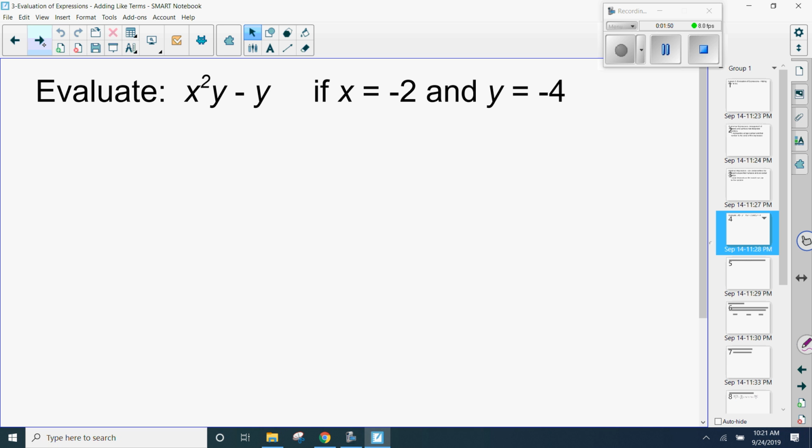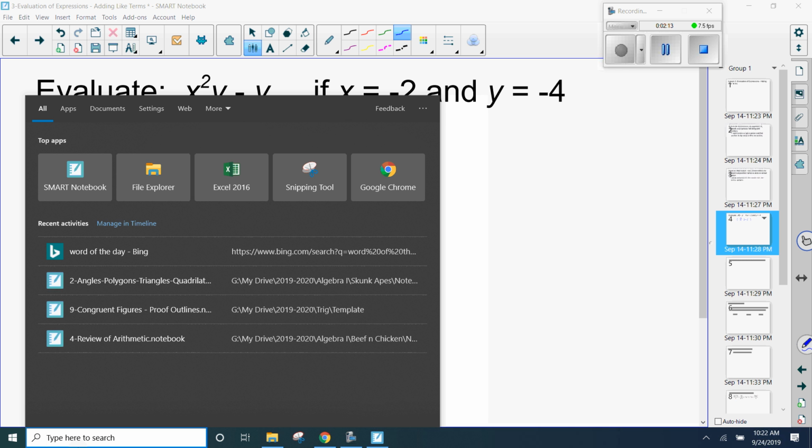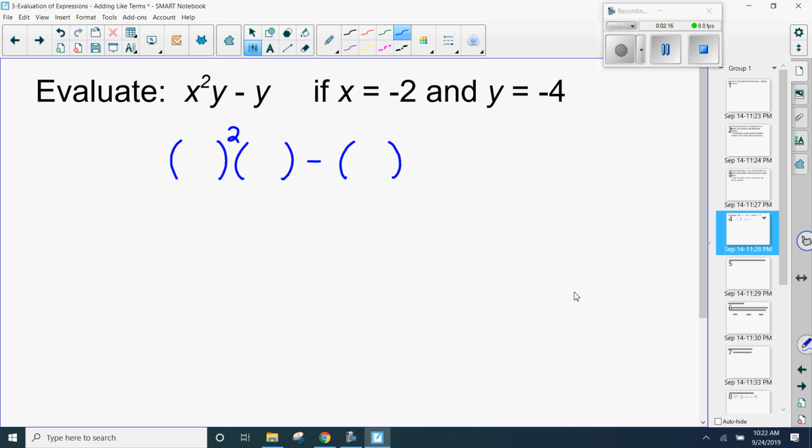What they're going to ask you to do is to evaluate these. You saw these last year. What are we going to do to evaluate these? One key thing I told you to do last year is you have to put parentheses where your variable's at. So you're going to have x squared y minus y. What is x? -2. So now we can substitute that in. Substitute -2 in for x, and y has a value of -4. So we substitute that in. Then it's just calculating from there.